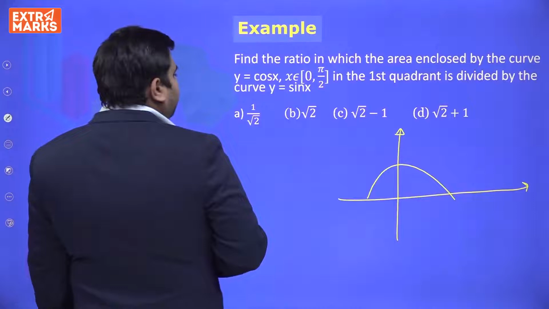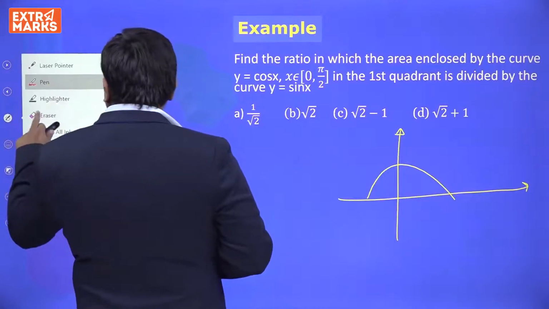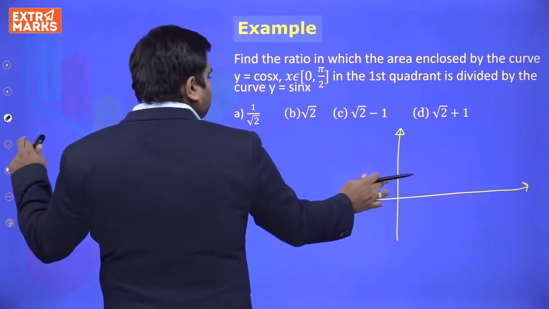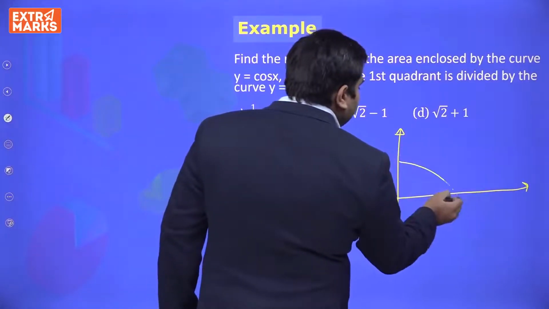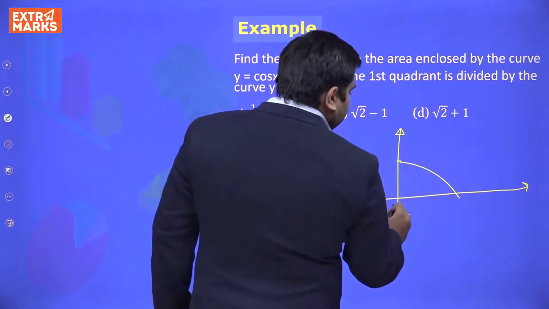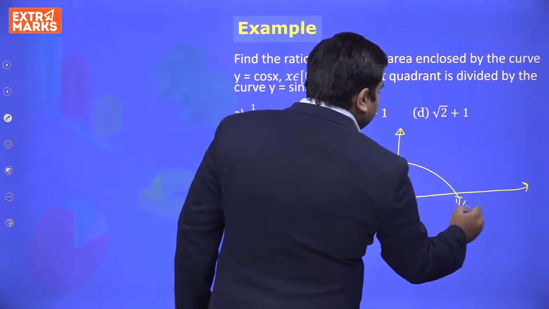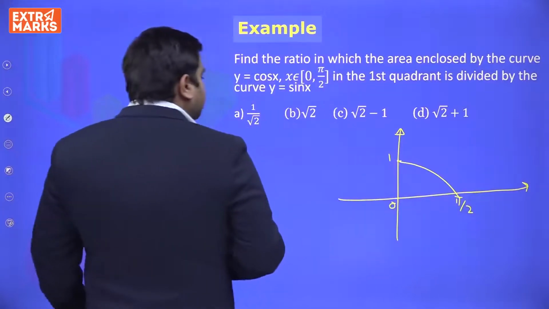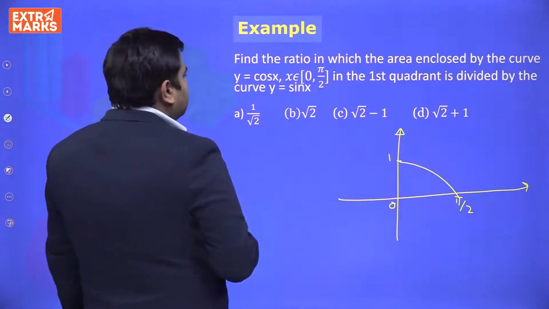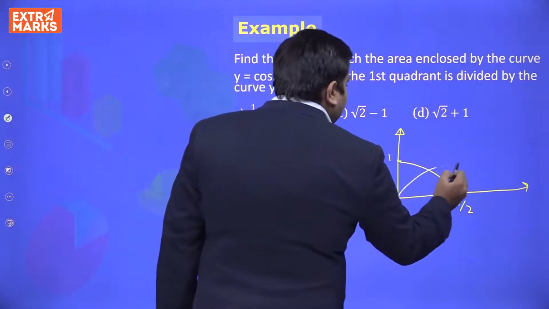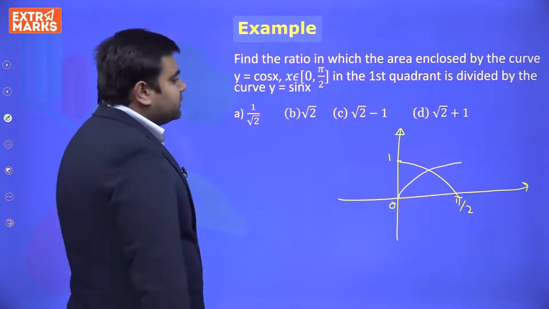So 0 to pi by 2. If I consider 0 to pi by 2, then this is the curve which we are specifically speaking about. This is 0, this is pi by 2, and this is 1. Now y equal to sin x is also there in the picture. So this is y equal to sin x.